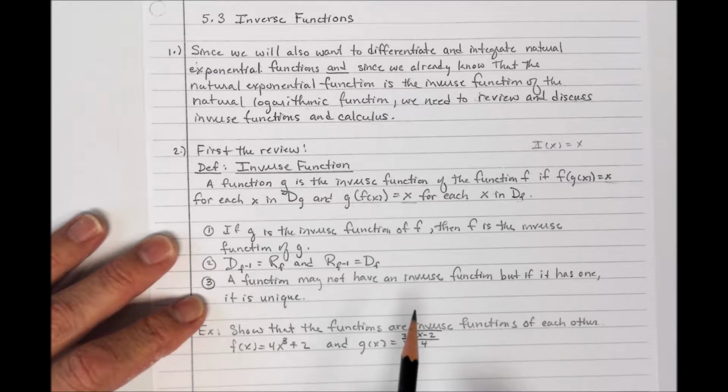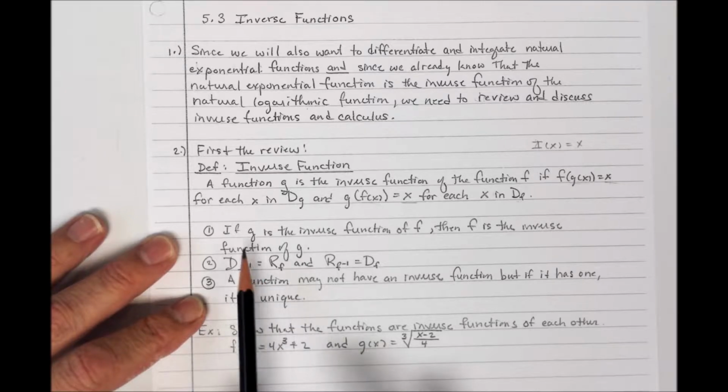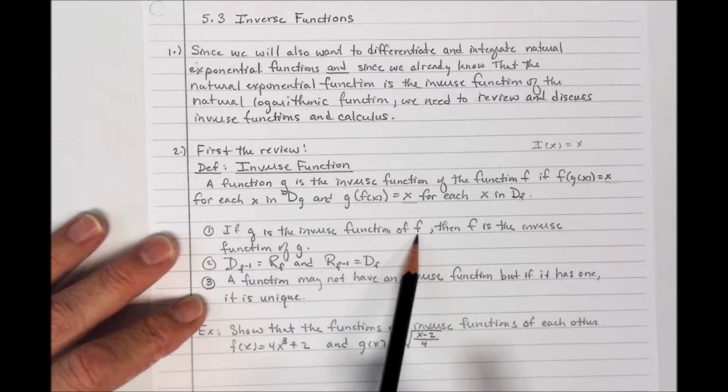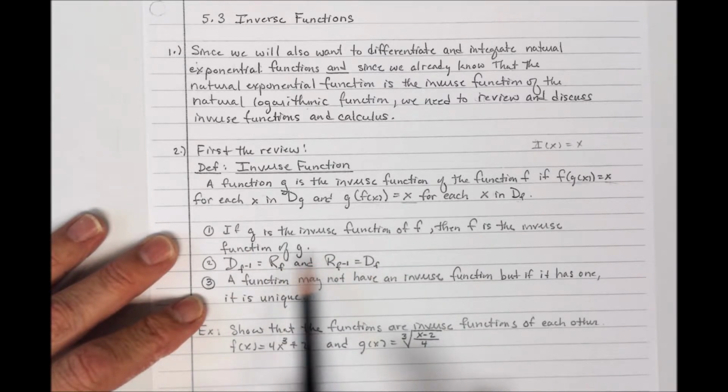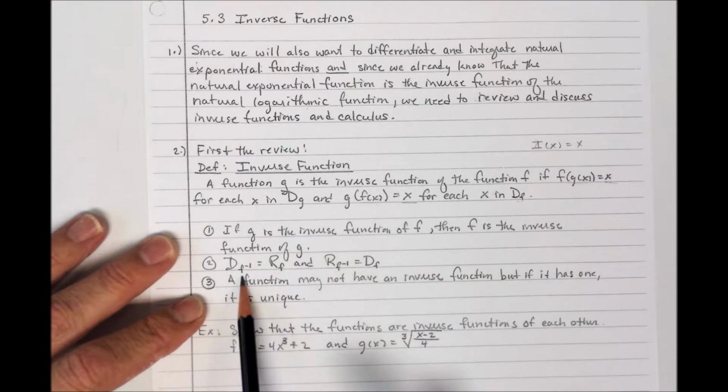So that's the way you prove it by definition. If they say prove that these two functions are inverse functions of one another, that's how you go about showing that by definition. So remember, if g is an inverse function of f, f is an inverse function of g. They're unique. The domain of the inverse is equal to the range of the original function, and of course the range of the inverse is equal to the domain of the original function.